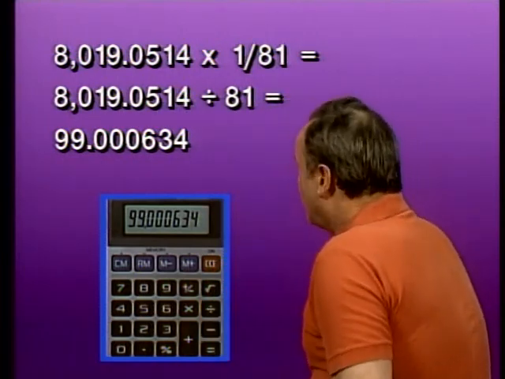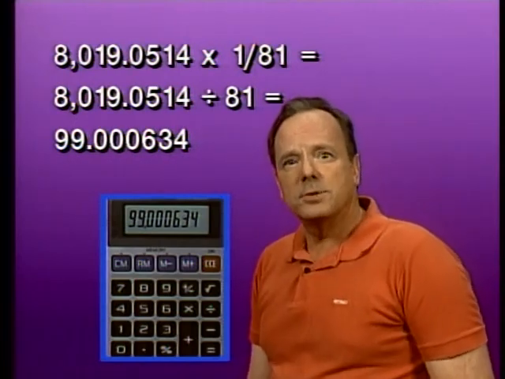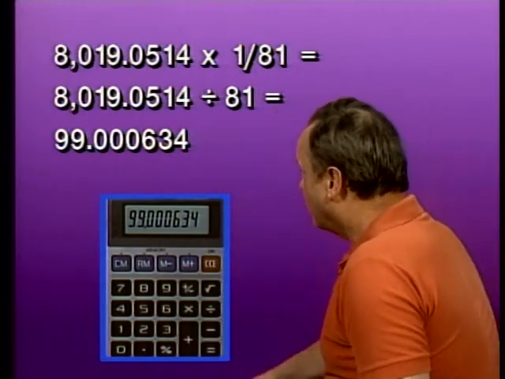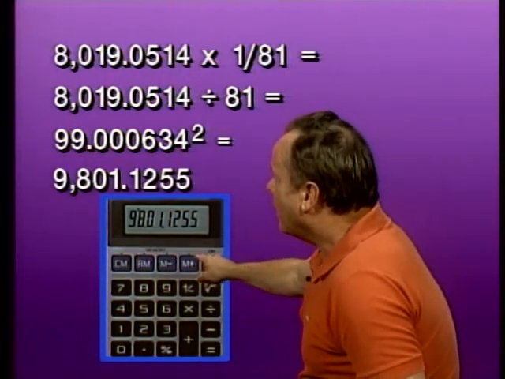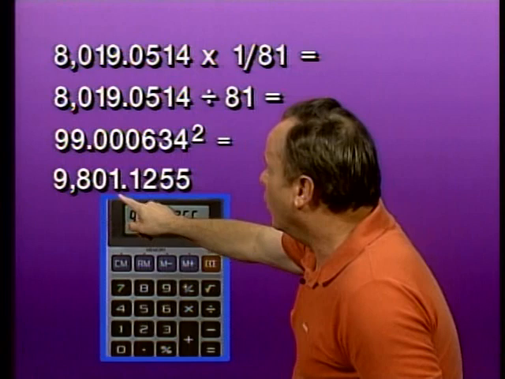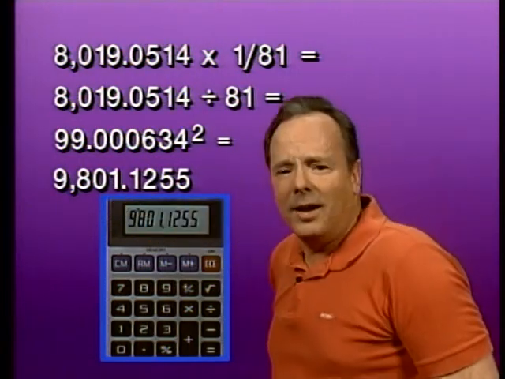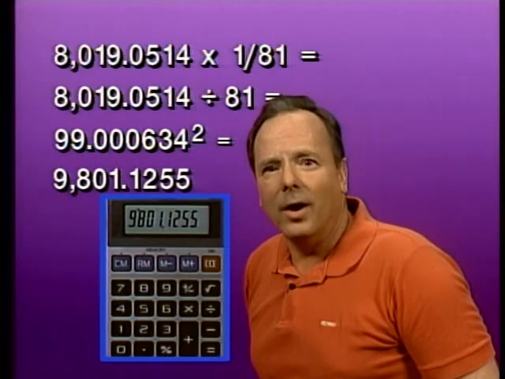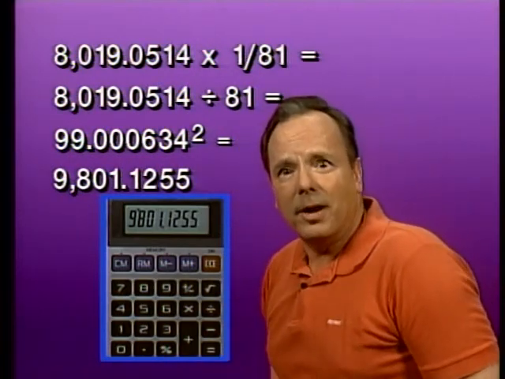Well, to find out what it's the square root of, what you have to do is square it. And to do that, you multiply it times itself. On this calculator, all you have to do is hit the times button and the equal sign, and now you've squared it, and the answer is 9801.1255. Forget the 1255, and the answer is 9801. And that's all there is to it. To find the square of a number, you multiply it by itself.